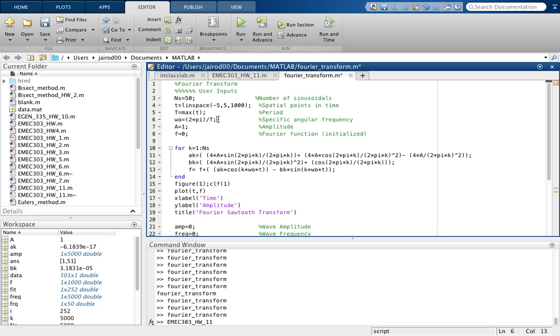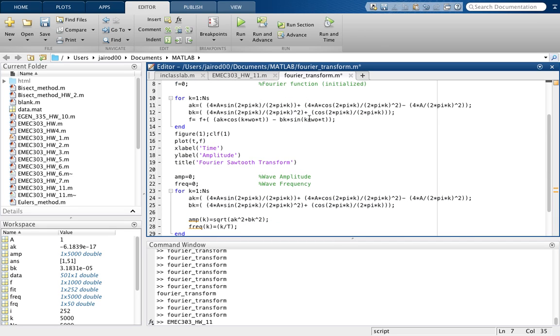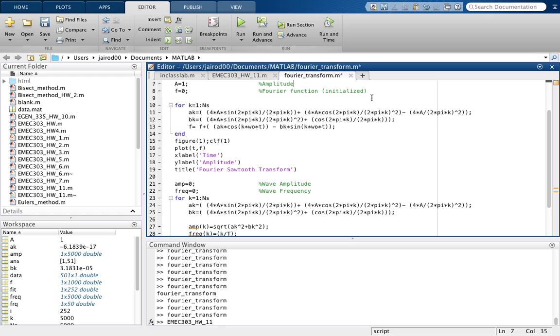Use the relationship of 2 pi over T is omega naught. I said my amplitude for this example is going to just be 1. And then this is where we get into our for loops. We have our function here is going to be equal to 0 to initialize it.